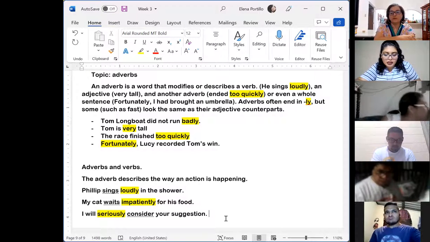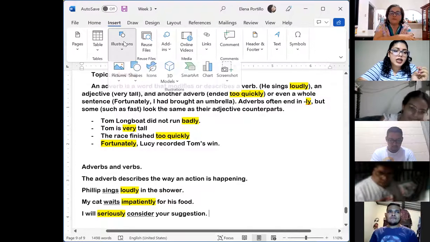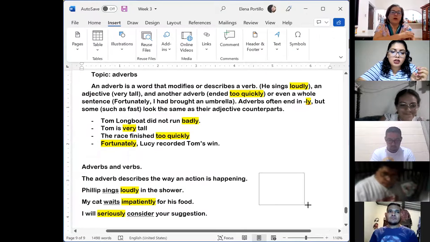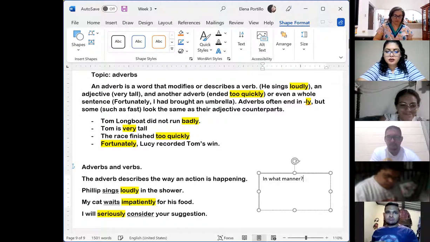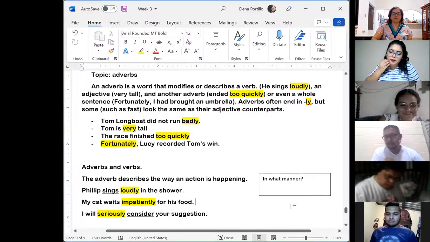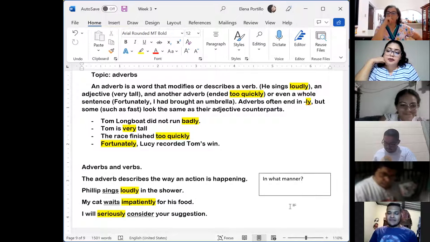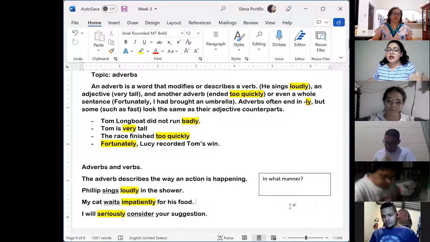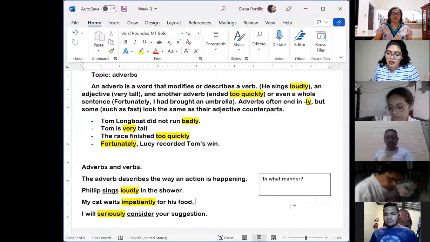The adverb in each of the sentences above answers the question, in what manner? So I'm going to write like this, the question that will help us to know this thing of the actions. This is the question, in what manner? ¿De qué manera, verdad, están sucediendo las cosas? For example, how does Philip sing? ¿Cómo está cantando Philip? He is singing loudly. So, how does my cat wait? Obviously, impatiently. How will I consider your suggestion? Seriously.